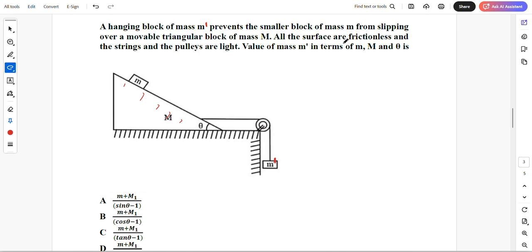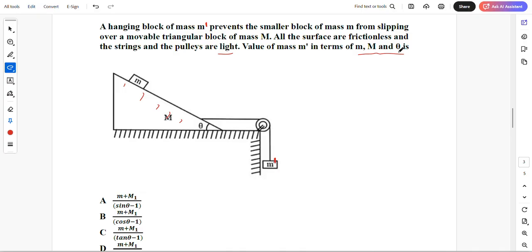All the surfaces, horizontal and vertical, are frictionless, and the strings and the pulley are light. Find the value of mass M dash in terms of capital M and theta.